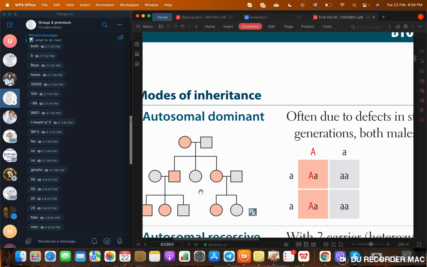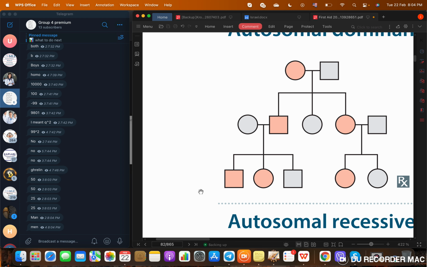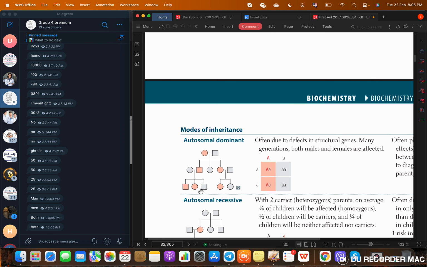Okay, after that, first check, what is the next thing to check for? In this case, is it affecting men or women? In this pedigree, is it men or women? It's both. So since it's both, it's autosomal dominant. But if it was only men, it would be X-linked dominant. Okay, so let's take a look here.